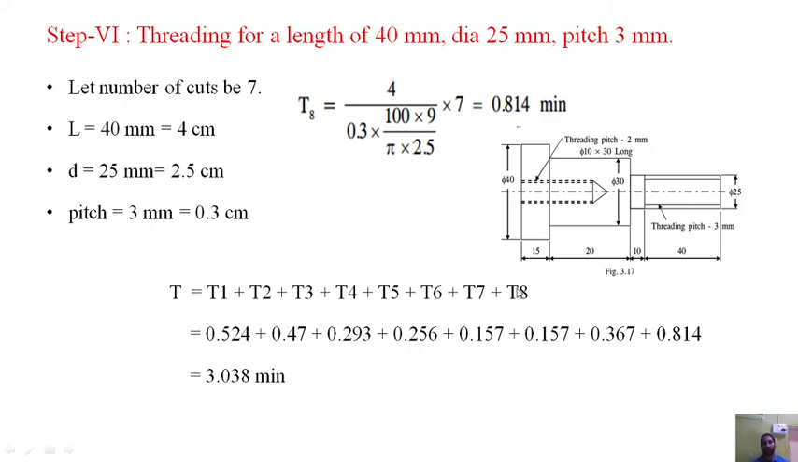So if you keep on adding all those timings, this is for the turning operation from 50 to 45, and this is for 45 to 40, this is for 40 to 30, and this is for 40 to 35, this is for 35 to 30, and this is for 35 to 25, and this is for the drilling operation, this is for the tapping operation, and this is for the external thread operation. So keep on adding all these times, and you will get the total time as 3.038 minutes. So the total time required for this operation is 3.038 minutes per piece. So thank you for watching.